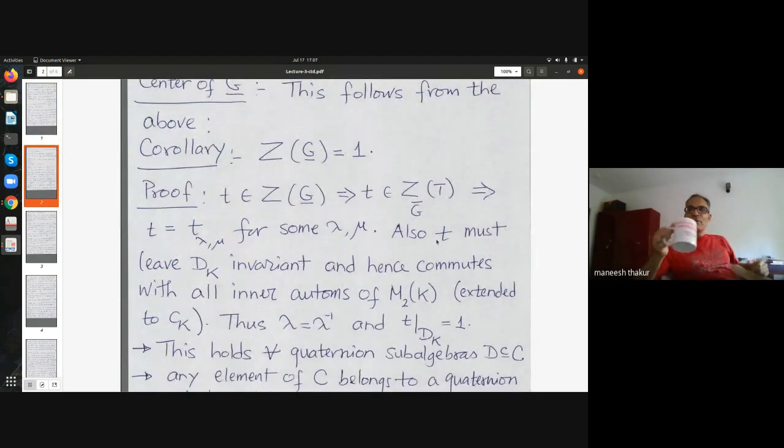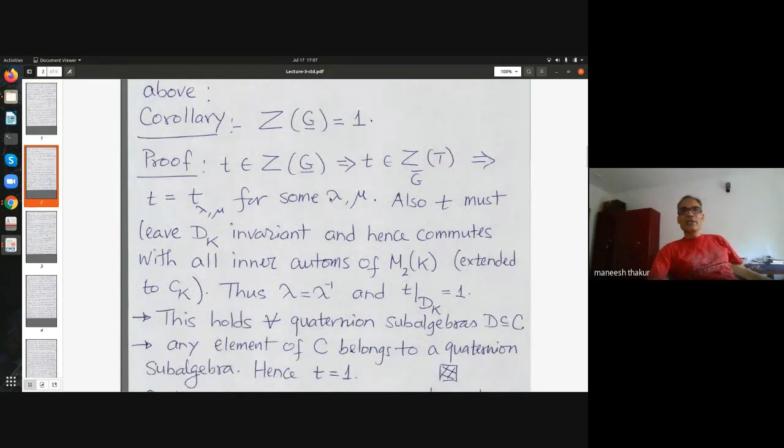So the next step, allow me to go to the next step, which just says that this group has trivial center. This follows more or less exactly along similar lines as before. If T is in the center, then T belongs to the centralizer of the torus. So T lies in the torus. So it is T lambda mu for some lambda mu. And then again, it must leave Dk invariant and commute with all inner automorphisms of M2K. So that tells us lambda must be lambda inverse and T restricted to this is identity.